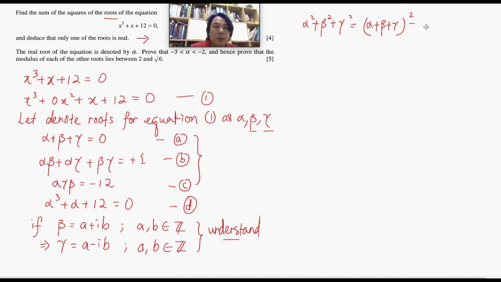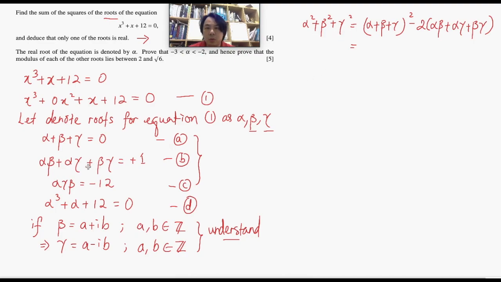Let me see, that will be, yep, correct. So that will be alpha beta plus alpha gamma plus beta gamma. That's what we have. So by using all the properties A, B, C here, we should be able to obtain the numerical value for the sum of squares of the roots.